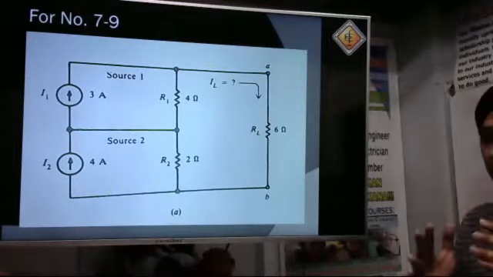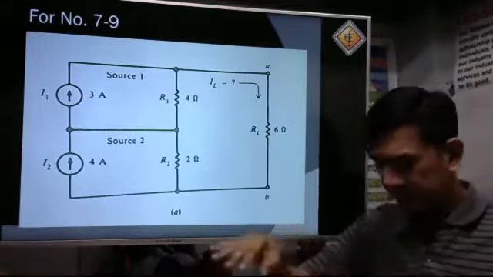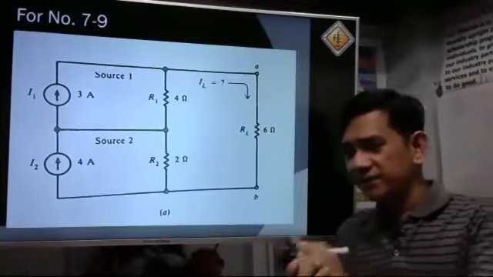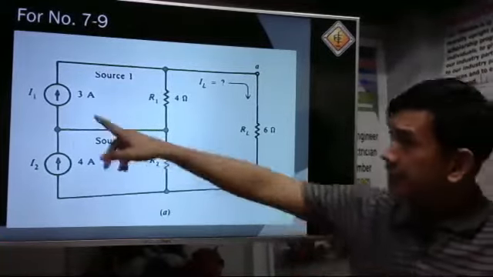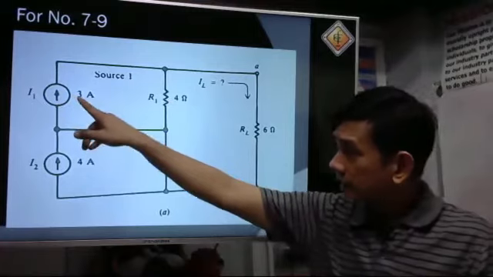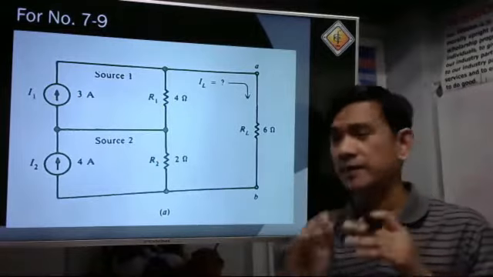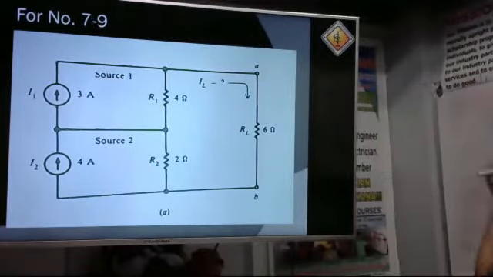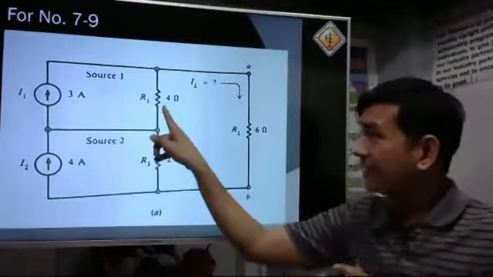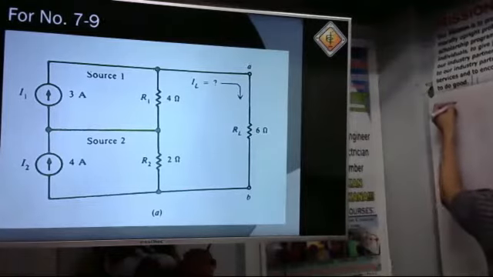I will draw right away the equivalent Thevenin's circuit for the upper portion. This is very easy. Please take a look at this one. What is the Thevenin's voltage? That is simply the product of the current here multiplied by the resistance. So therefore, we have here 3 times 4. What is 3 times 4? That is 12. So put here a 12 volt source. By the way, the resistance, you just copy the resistance here. So we have here a 4 ohm resistor.